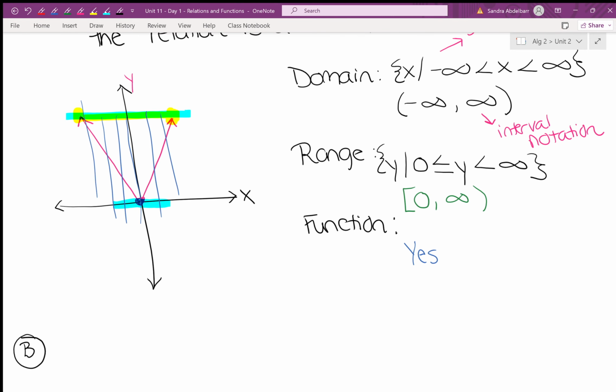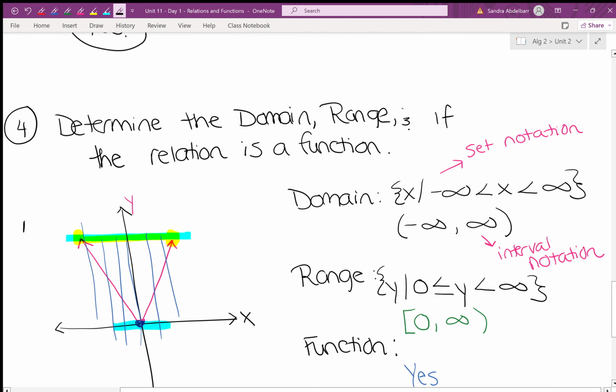Okay, same directions. Determine the domain and range and if the relation is a function.